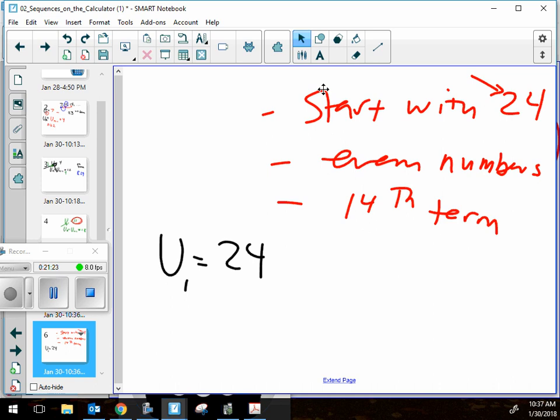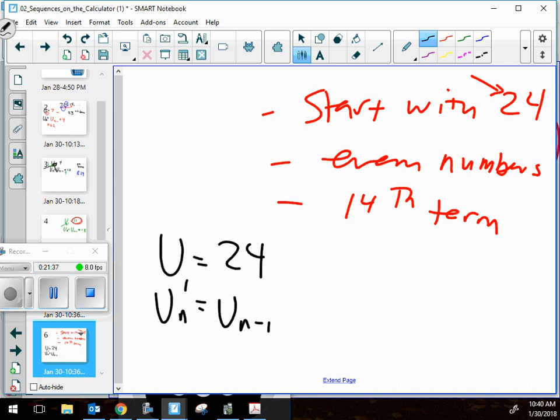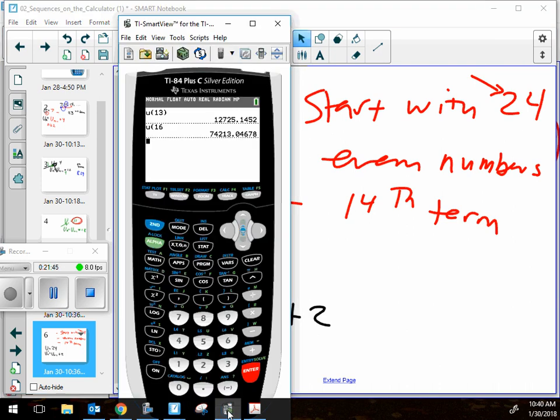I'm going to pause for a second while you piece this together and see if you get the same answer as your partner for U sub 14. Okay. So you add 2 to get to the next even number, right? All right. And if you're going to put that in the calculator, just going to do a quick check to make sure you did that right.